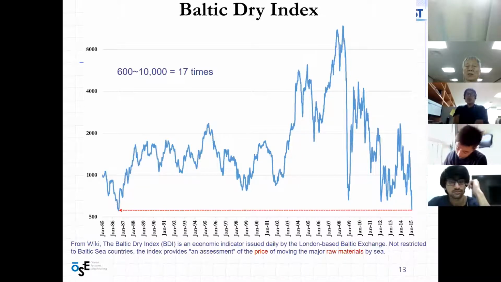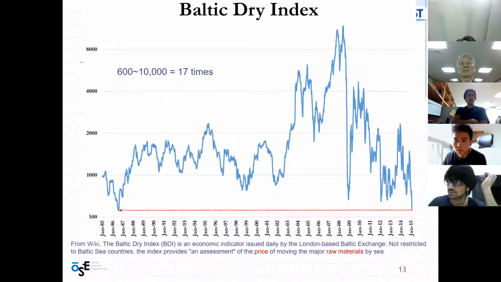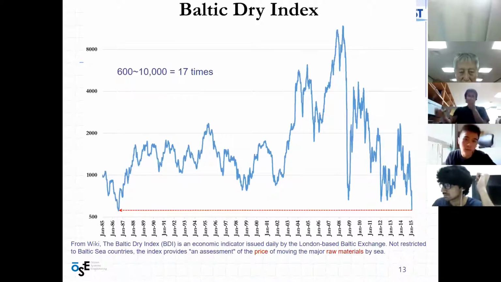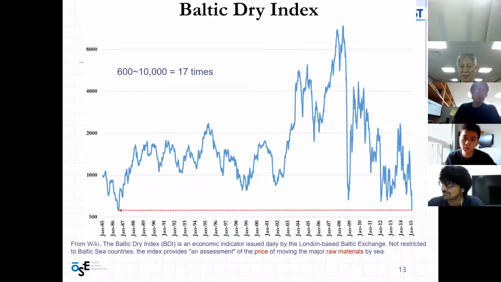So this looks like a freight rate index. The index is a direct cost, but not in dollars, similar to your stock market index. It is not won or dollar, they just have numbers, right? Here you see this is starting from January 1985 up to January 2015, so a span of 30 years. During that time, maximum and minimum have a 17 times fluctuation.